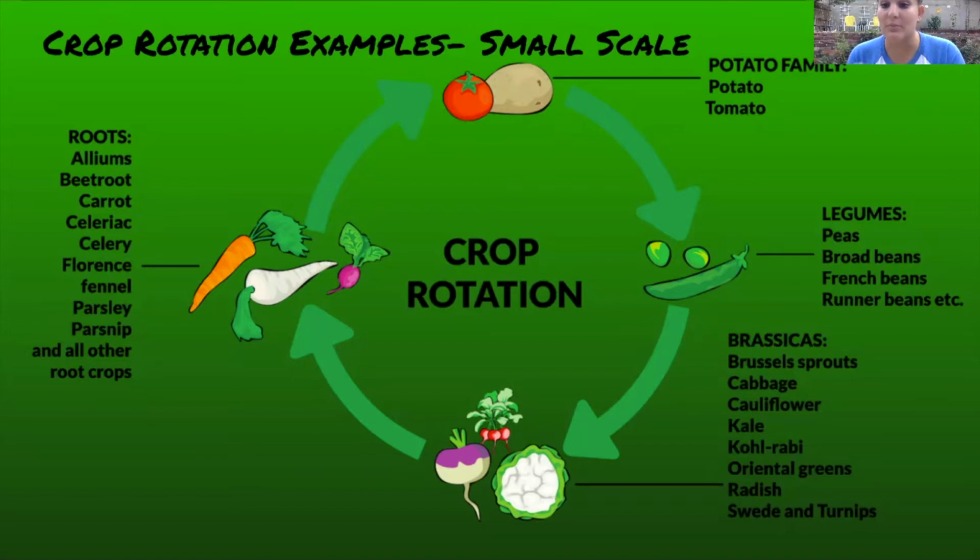Brassicas, which are more the shorter ones: Brussels sprouts, cauliflower, cabbage. Those are the shorter leafy ones. And then you have your root vegetables, like carrots, beets, celery, and all those other root crops. What you would do is just rotate year after year. One year you plant the potatoes, then you go legumes, brassicas, and then roots.